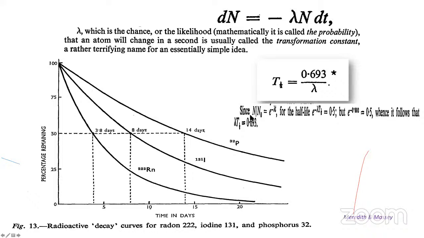So radioactive decay. When we talk about radioactive decay, we are talking about the rate at which it happens. There's a term known as the transformation constant, which is the chance or likelihood, basically a probability, that an atom will change in a second. From this is derived the other term in radioactivity, the half-life, T half.